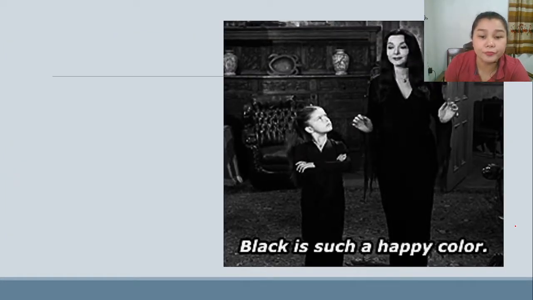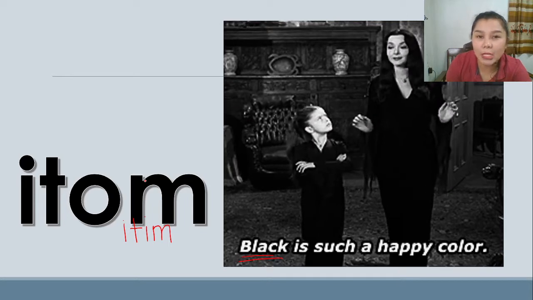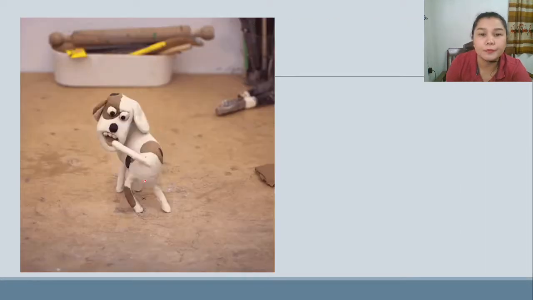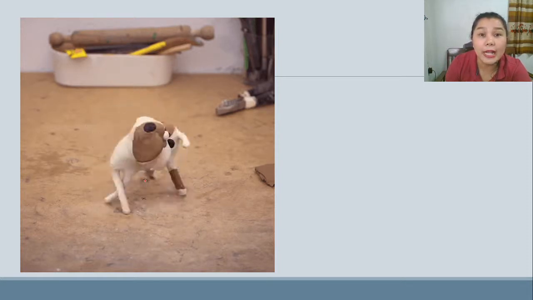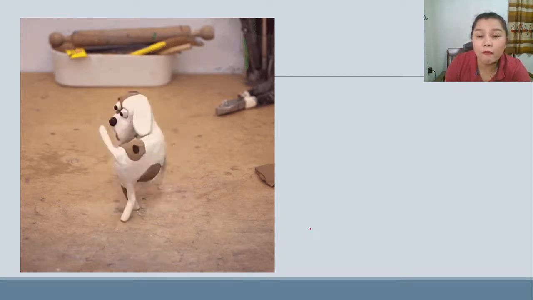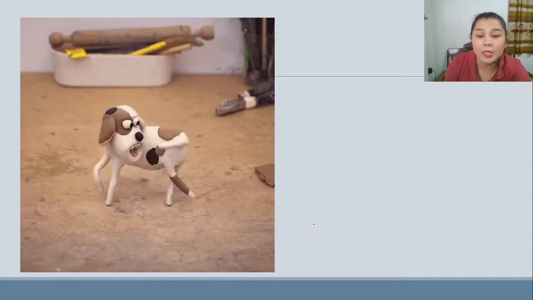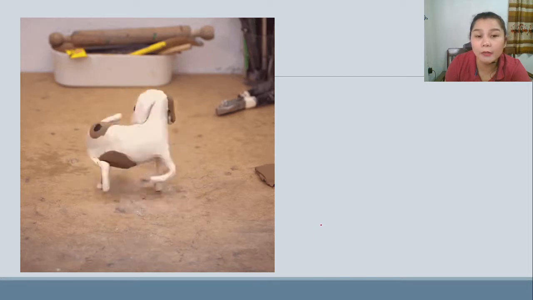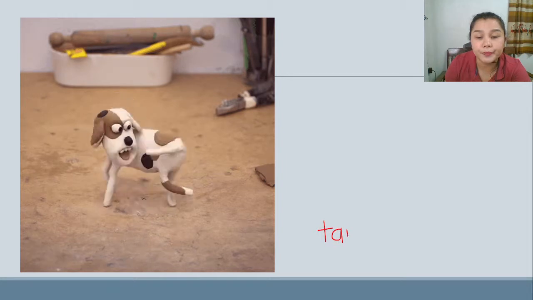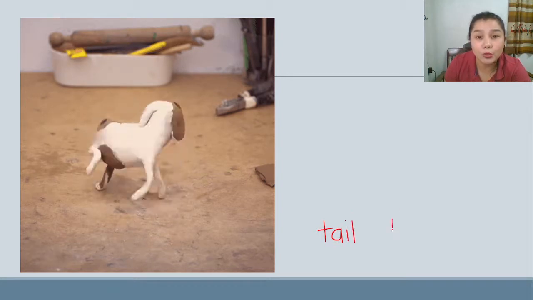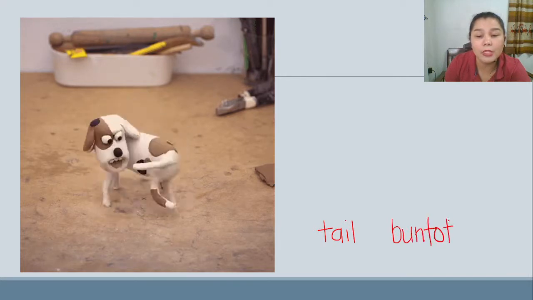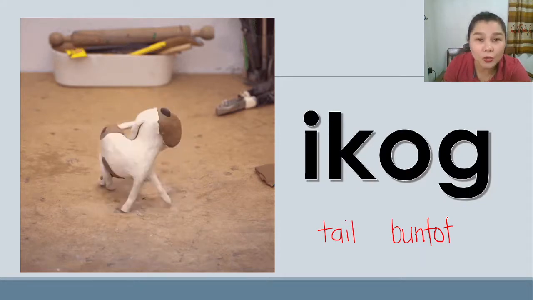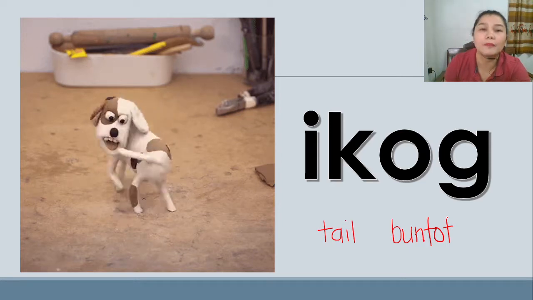Okay, next, we have the word black. Black in Filipino, it's called itim. In Bicol, it's called itom. So, madali lang siya. Itim, itom. May pinalit lang yung I naging O. Okay. Another. Yung hinahabol ng aso. It's a body part of an animal, but it's a body part of an animal which we don't have. It's called tail in English. In Filipino, it's called buntot. In Bicol, it's called ikog. Ikog. May ikog ka? You have tail? Wala. Okay.